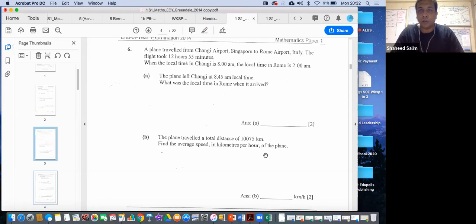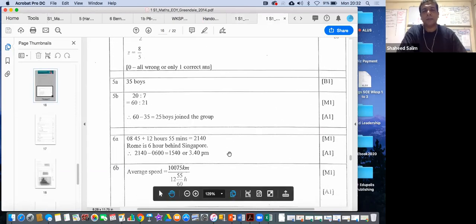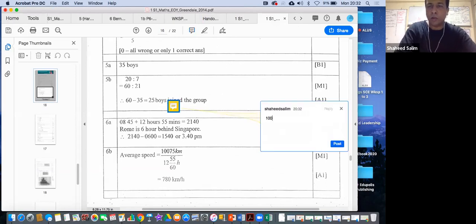Remember, okay, what's your answer again? 80. Okay, let's see. Is it? Okay, you use a fraction, is it? Like this? Yeah. Okay, if you use a fraction like this, it's okay. But if let's say you write it like this, now you take 10,075 divided by 12.55. Do you know that this will be wrong?